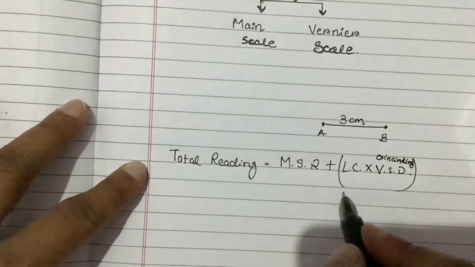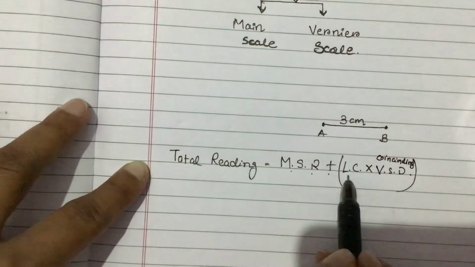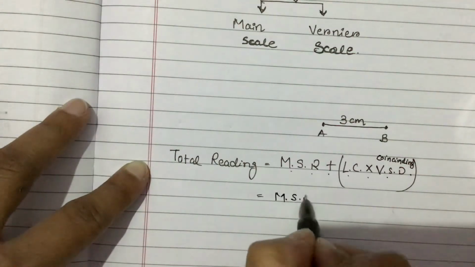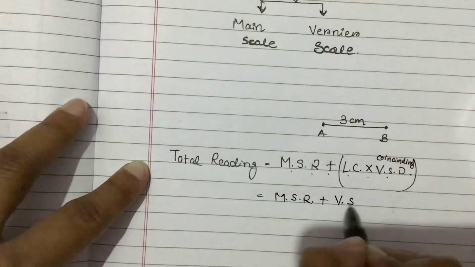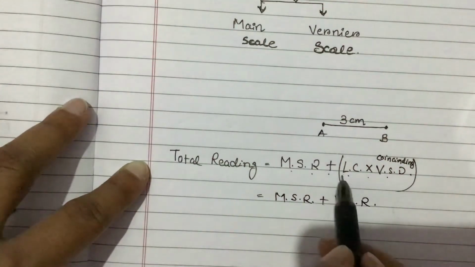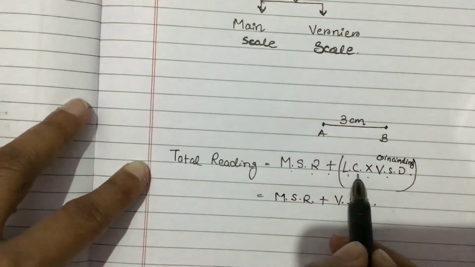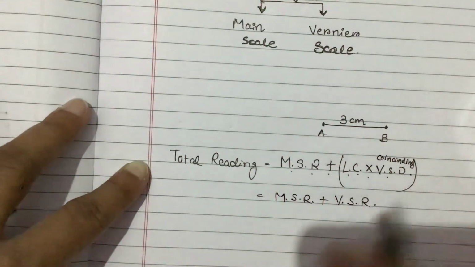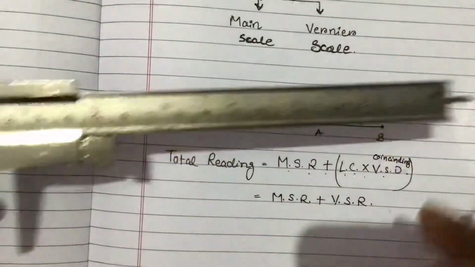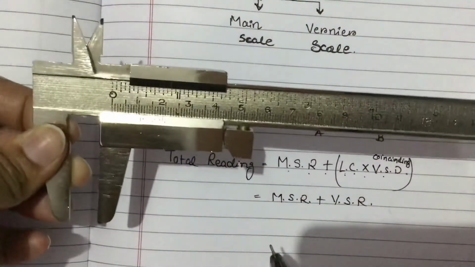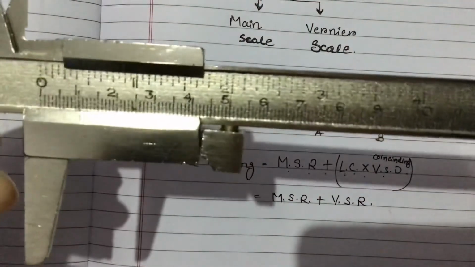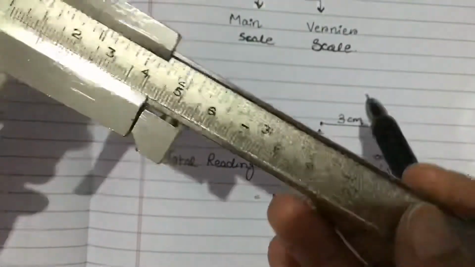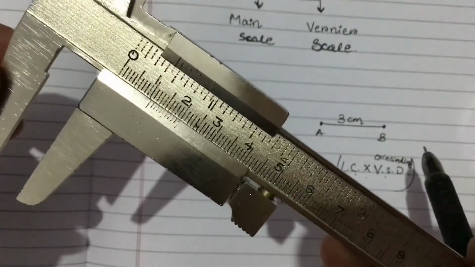Now when we say the formula is MSR plus LC into VSD, or you can also write it as MSR plus VSR. Now this LC stands for least count of the instrument, and coinciding VSD means we will be checking that. What does it mean? So here, for this particular diameter of a cap which we have taken in consideration, what is happening?